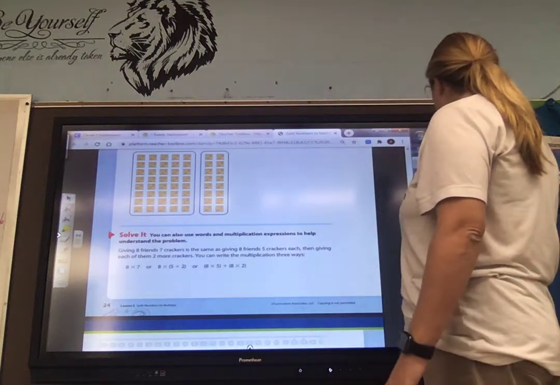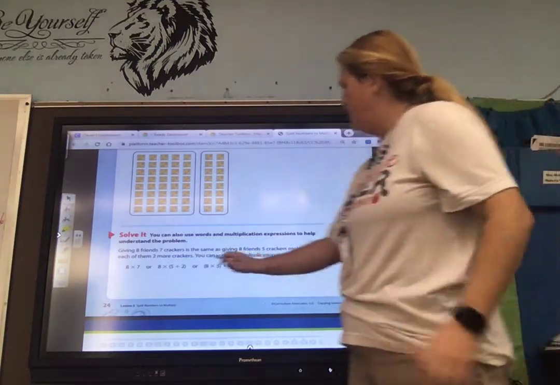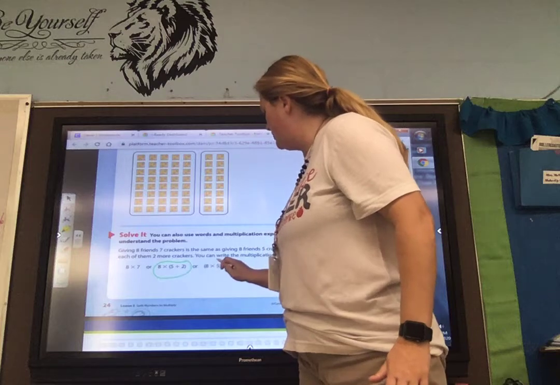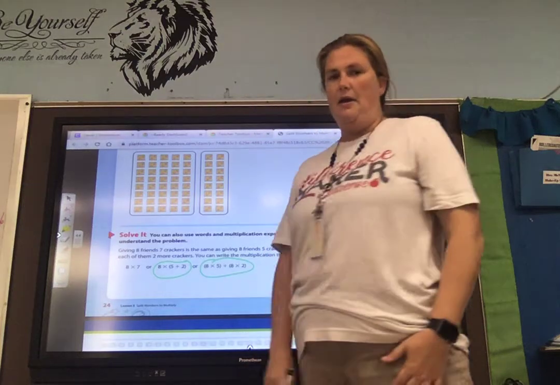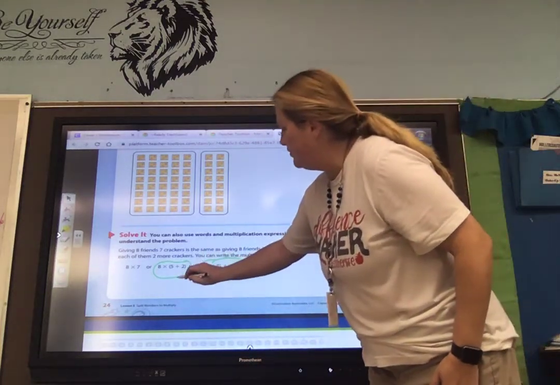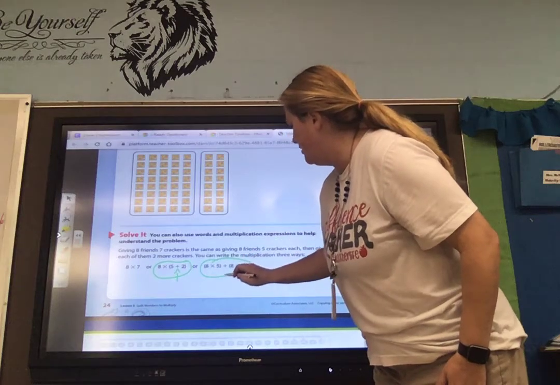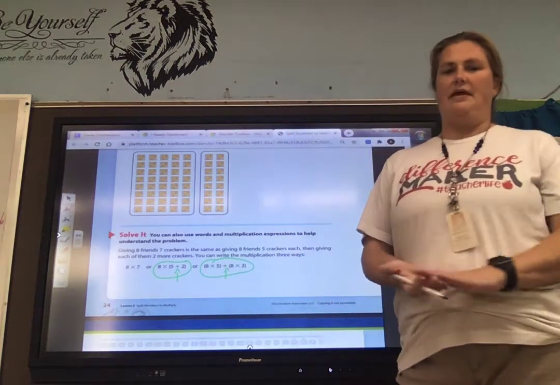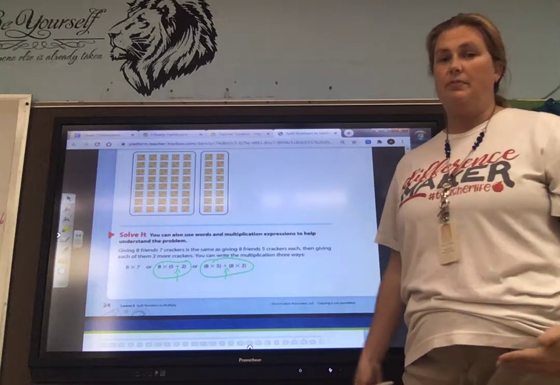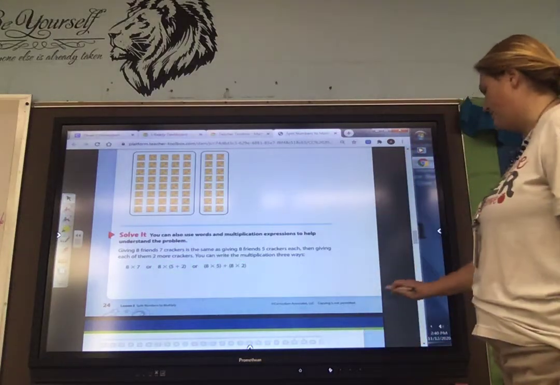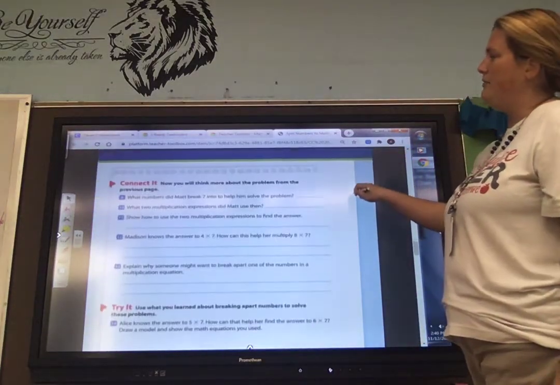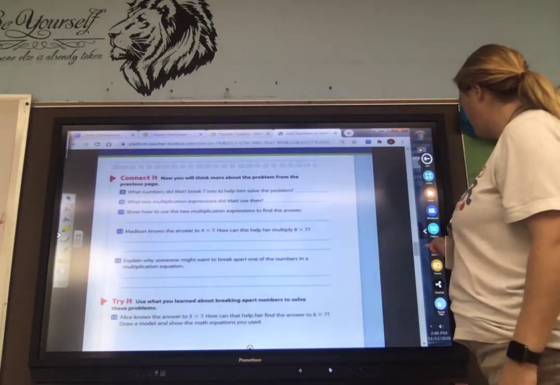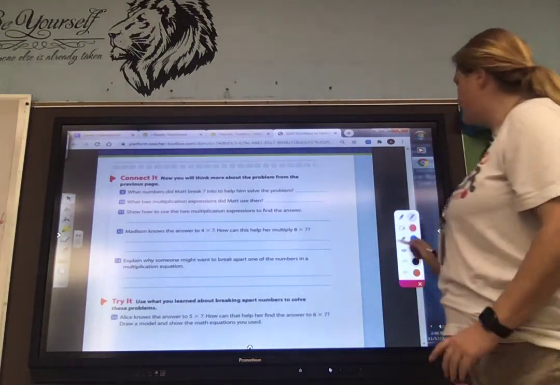Now one thing I want you to pay attention to here is that we can write the distributive property either way. But what is the key thing you look for? You look for that plus sign. That plus sign is going to let you know it's distributive property and not the associative property. Associative will not have a plus sign. Distributive will. All right, let's look at this page.